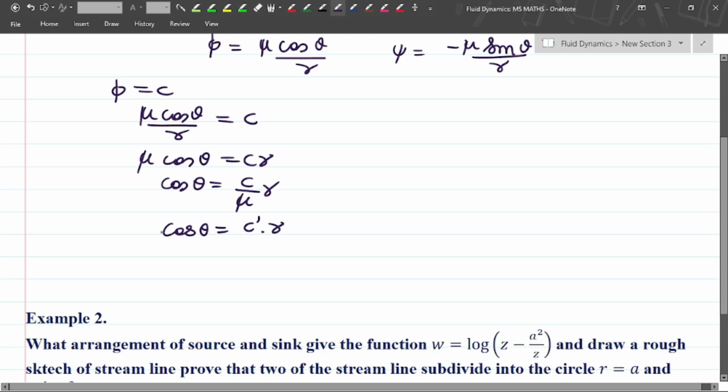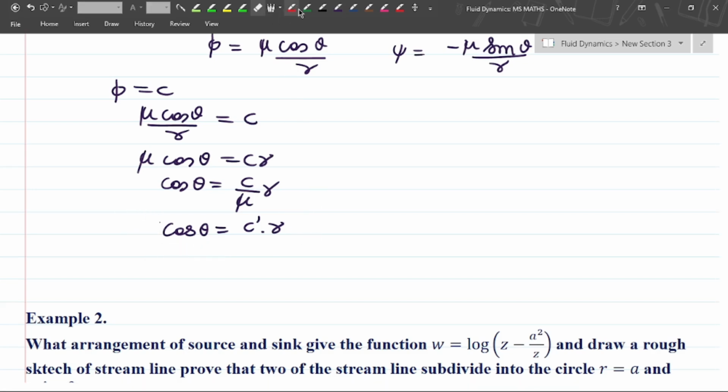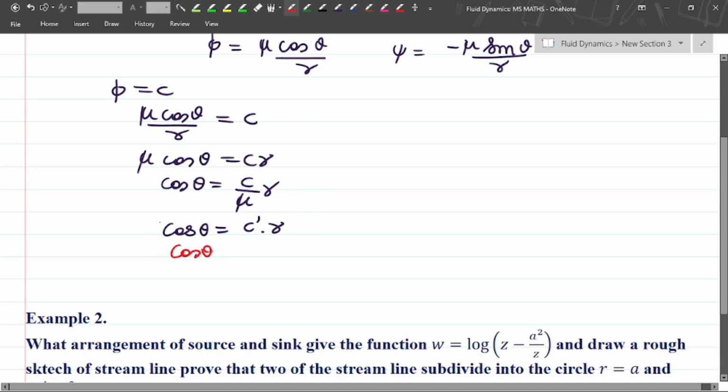If I multiply r on both sides, then r cos theta is basically x. If I write it here, cos theta is equal to c1 into r, where c1 is c by mu. This whole thing is going to be a constant. So this is my line, or basically the potential line, in polar coordinates.